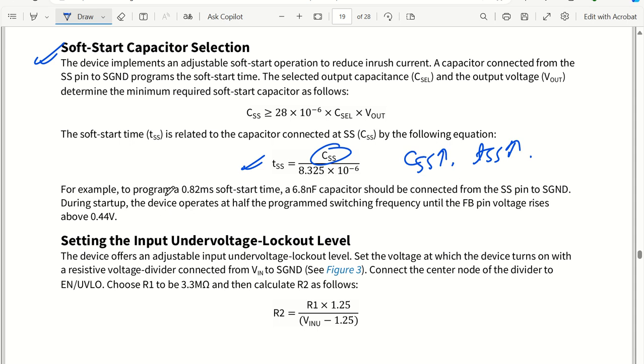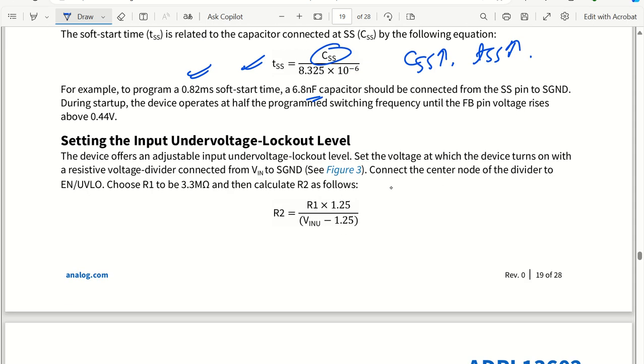Okay, so as you can see, let's say for example, to program 0.82 millisecond soft start time, 6.8 nanofarad capacitor should be connected. Okay, so if you want to use more than this, let's say 1 millisecond or 2 millisecond, you can accordingly put this particular values here, and you will get your CSS value from this particular pin.